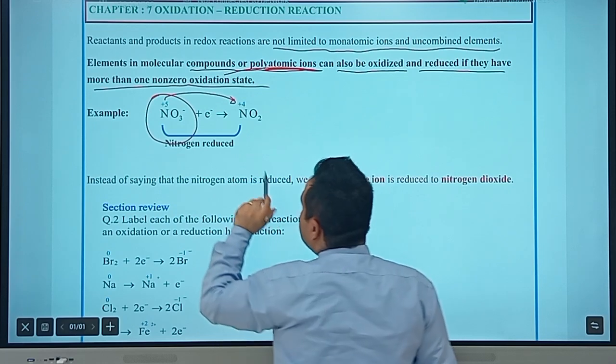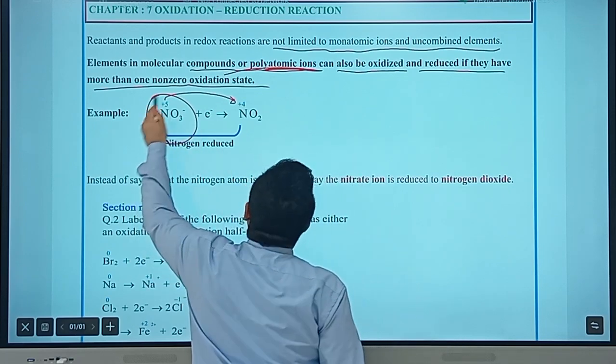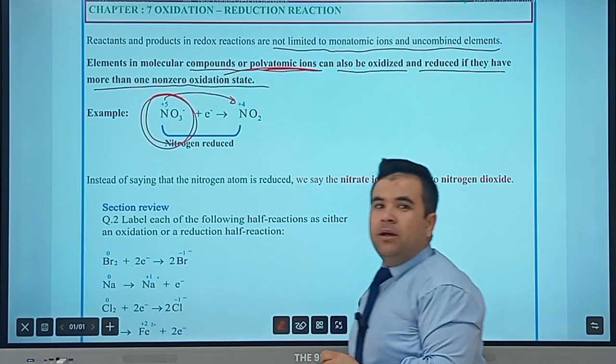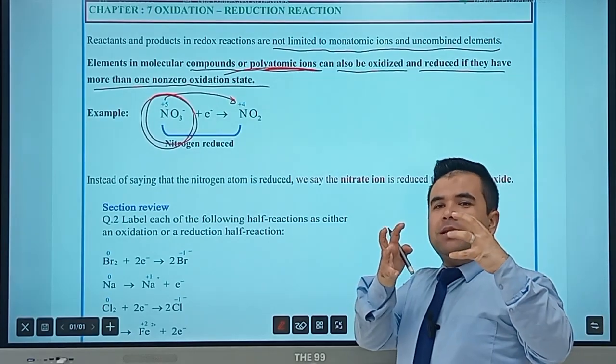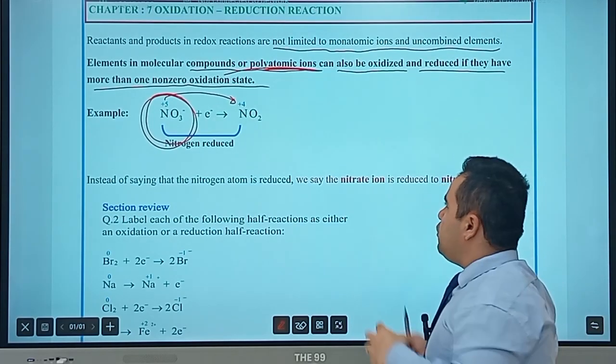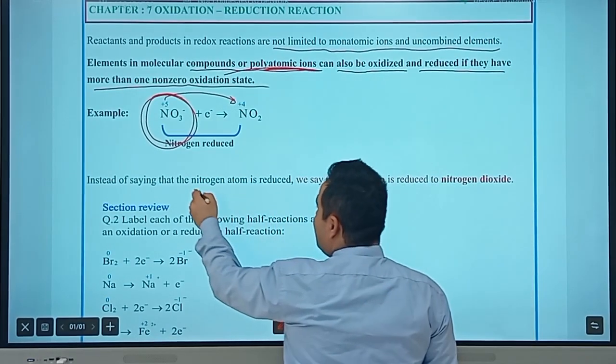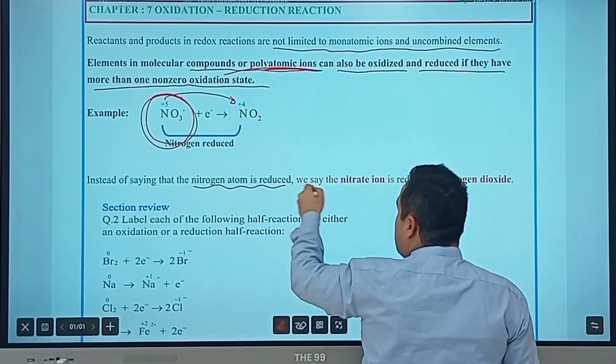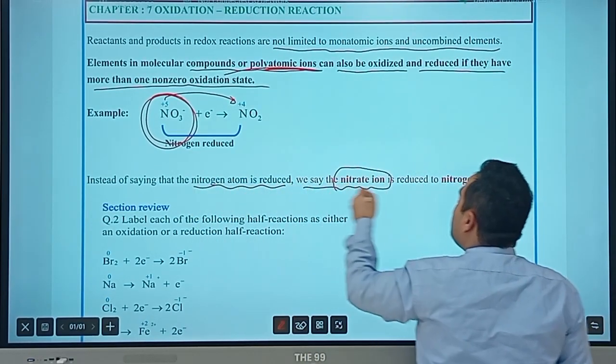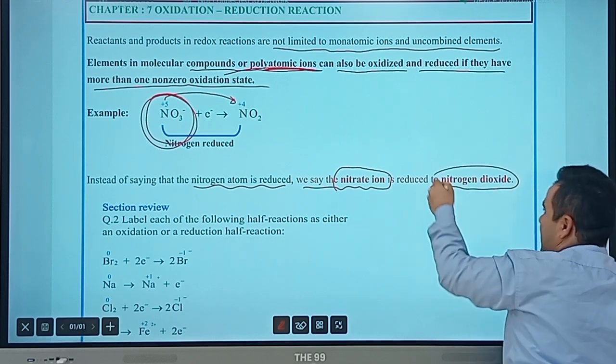The nitrogen is reduced, but the whole polyatomic ion can be taken as the species that is reduced. We cannot take nitrogen alone. Instead of saying that the nitrogen atom is reduced, we say the nitrate ion is reduced to nitrogen dioxide, guys.